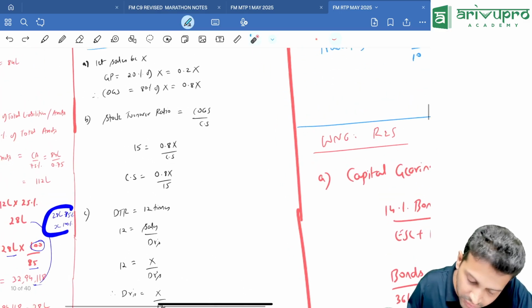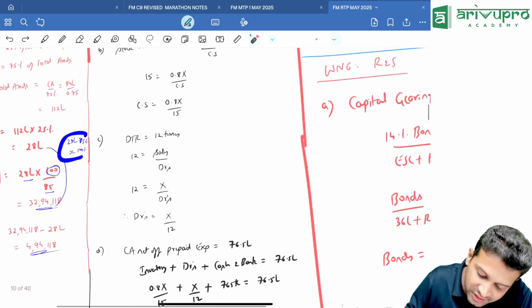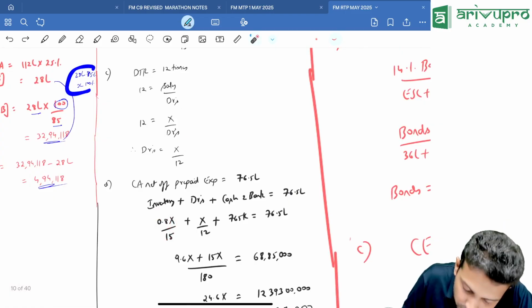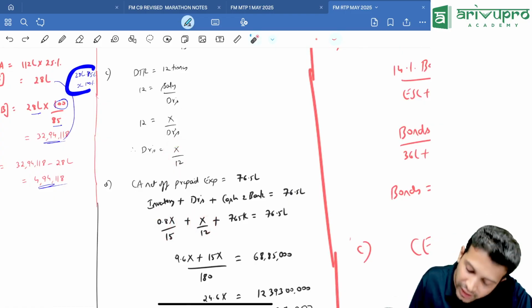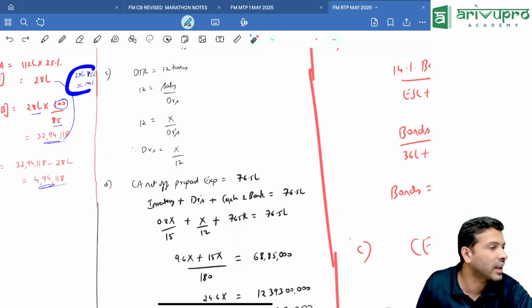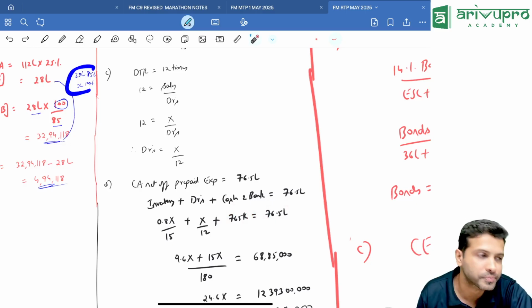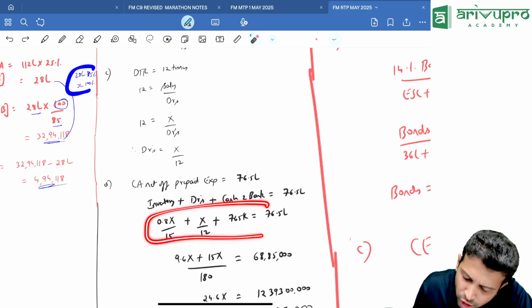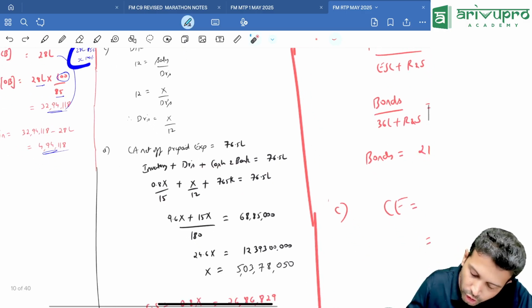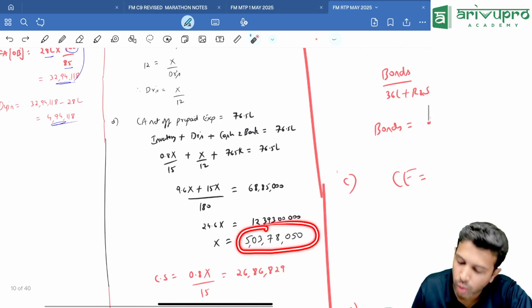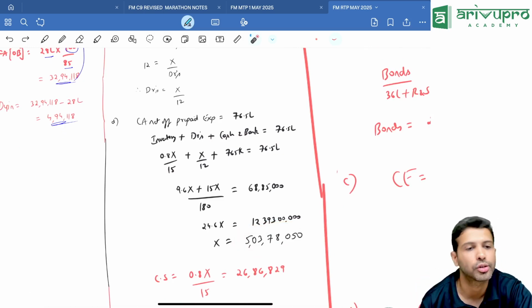What is inventory? Instead of inventory, we will write 0.8x divided by 15. Instead of debtors, we will write x by 12. Cash balance, we already got it to be 7 lakh 65,000. This is equal to 76.5. Now solve the equation. You will be able to solve this, no? When you solve, you will get x to be 5 crore 3 lakh 78,050.